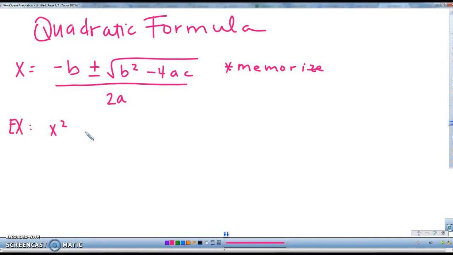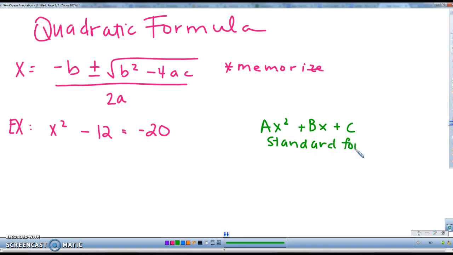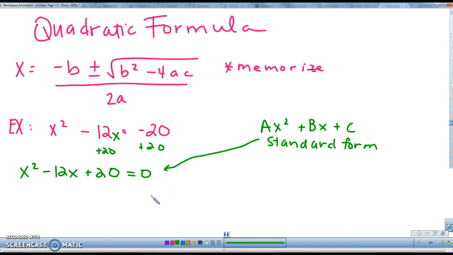We'll take x squared minus 12x equals negative 20. Notice this is not in standard form. And we do want that standard form, that's ax squared plus bx plus c, okay? So to get standard form, we need to add the 20 to both sides. That should have a 12x, sorry. So when I add the 20 to both sides, I get x squared minus 12x plus 20 equal to 0. And that, again, is what standard form looks like.